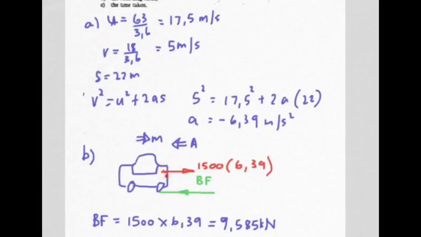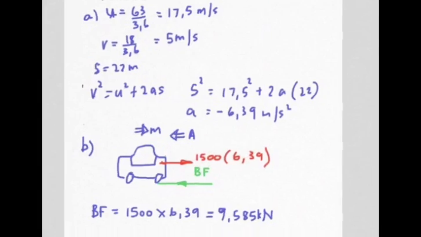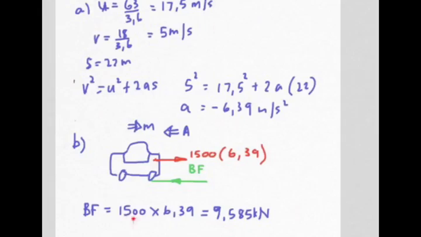But remember, we like to bring it into so-called equilibrium by inserting the fictitious inertia force, which I'm making red to remind us each time that it is in fact fictitious. The rule is simple: opposite to acceleration. Acceleration is left, so we're going to make this right, and it is always the product of mass and acceleration. We know the mass and we now know the acceleration. So braking force is simply 1500 times 6.39, 9.585 kilonewtons.